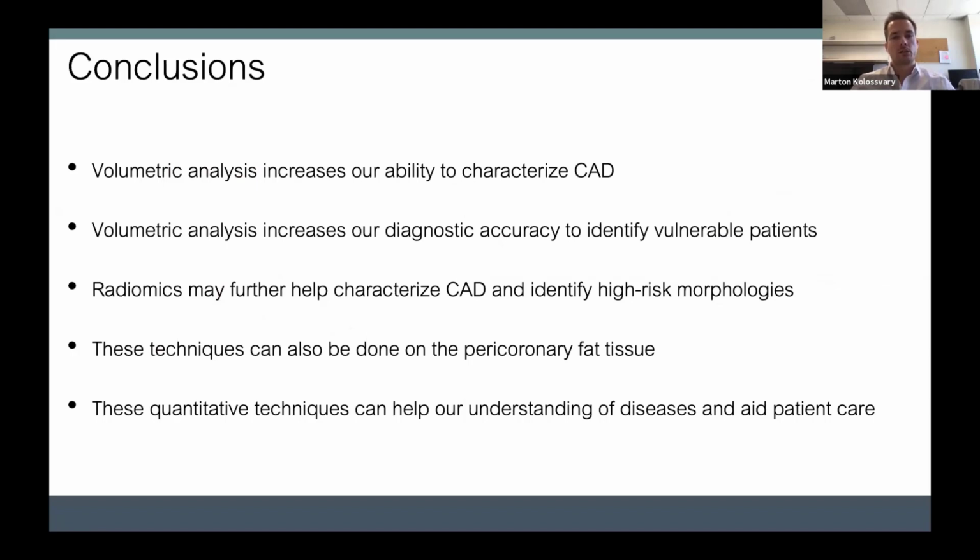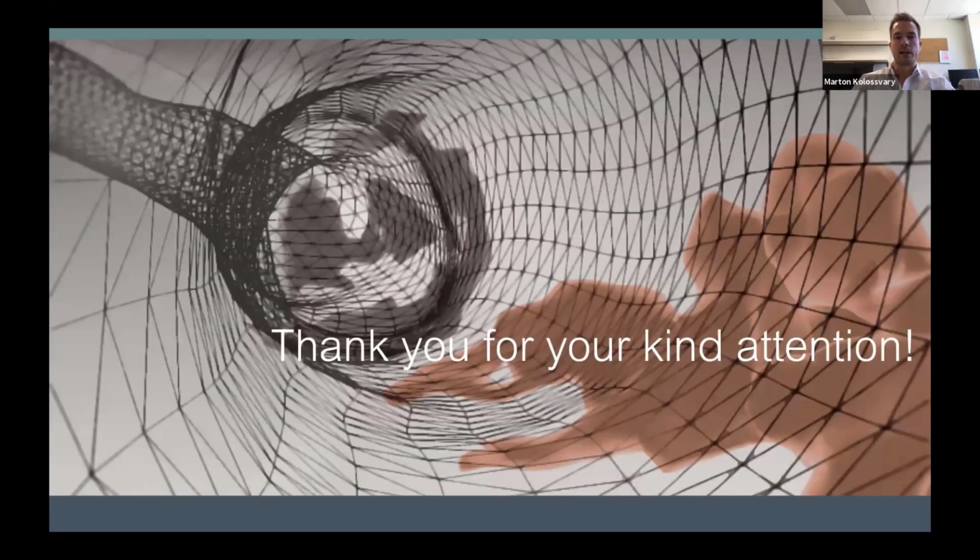And it's not only the actual plaques that we're interested in, but also the pericoronary tissue, which seems to be of interest. And using this information, hopefully in the future, we will be able to provide more specific personalized care for our patients. With that, I would like to thank you for your kind attention and give over the talk to Parastou.